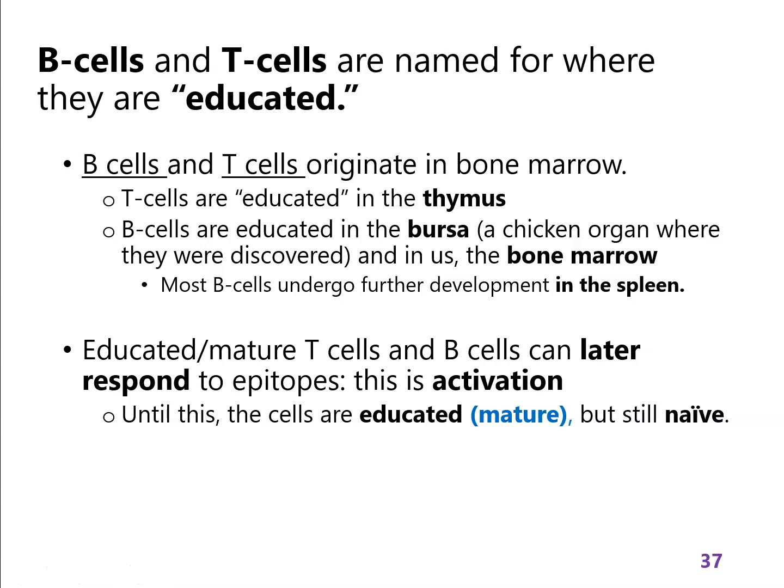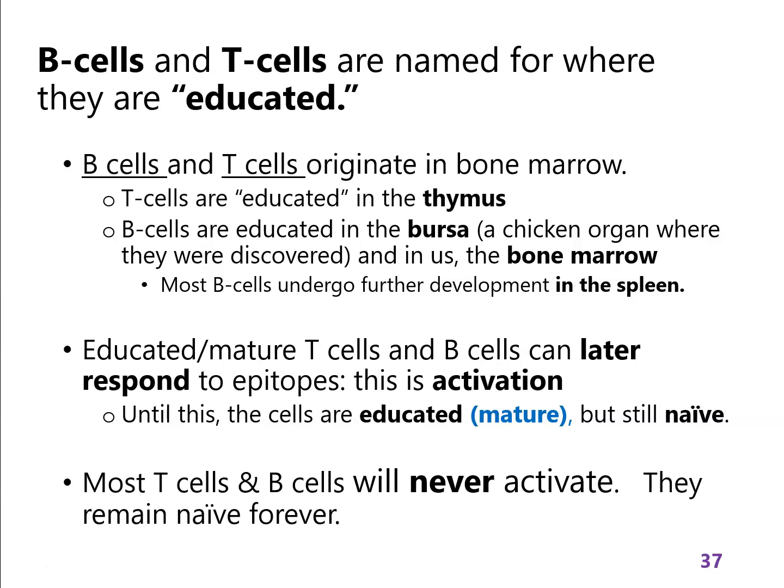That is, most educated B cells and T cells. And most of them will never activate. So our lymphoid organs are absolutely packed with B cells and T cells that will never do anything for us. But they are ready in case we ever need them. So if they never activate, we would call them naive forever. But we would call them mature because they have completed their education process.